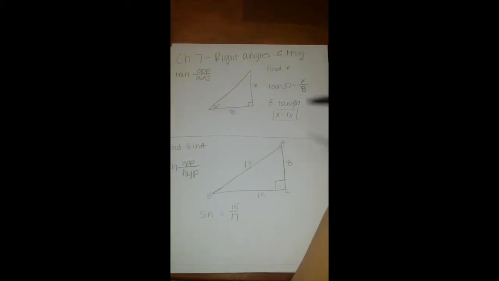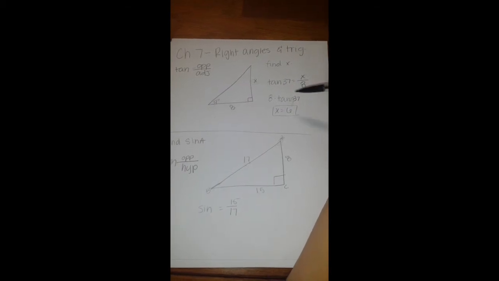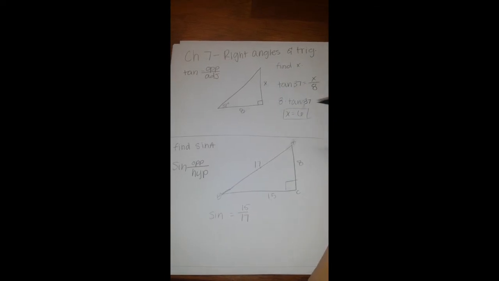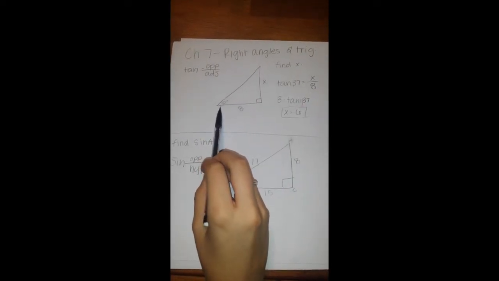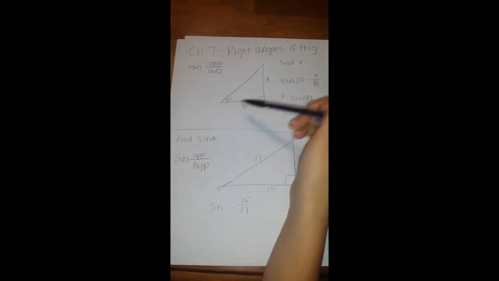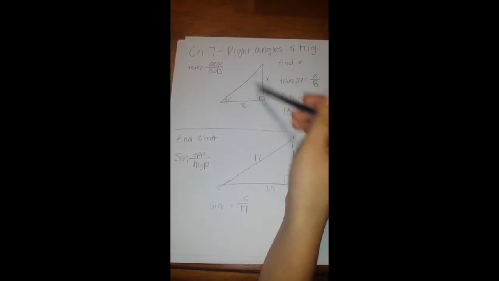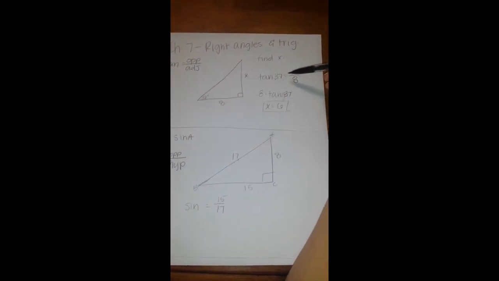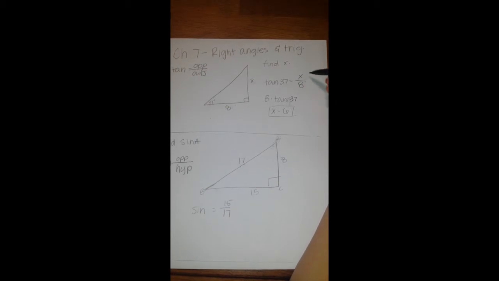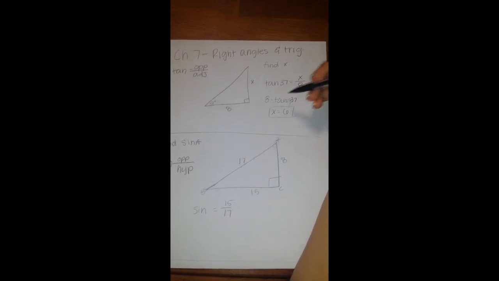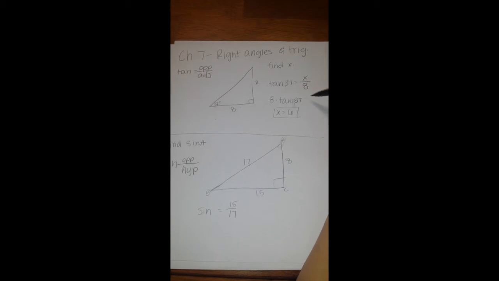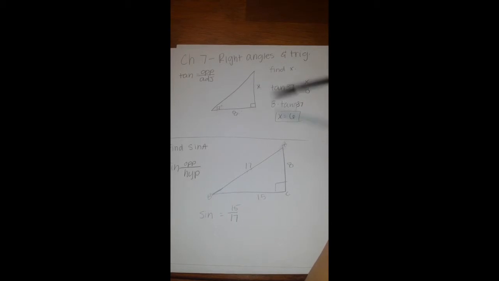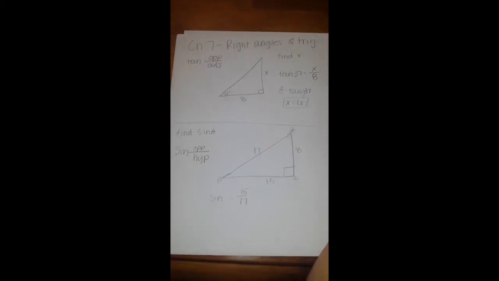So we have chapter 7, which is right angles and trig. So we're going to try to find x from this right triangle. So the labeled angle we have is 37. The sides that we do have are the opposite over adjacent, so the easiest thing to use is tangent. So we plug that in: tangent 37 equals x over 8. When we solve, we have 8 times tangent 37, and that equals x, so x equals 6. And you need to plug this all into your calculator to do this.